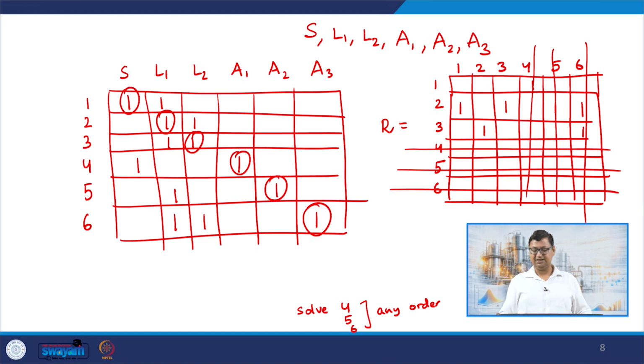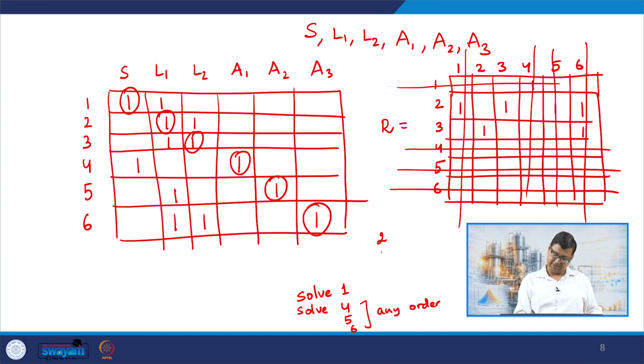And now we can see that in the remaining matrix 1, 2, 3, there are no columns containing all zeros, but the first row contains all zeros. So I can solve that equation just before the 4, 5, 6. I can do it second last. So we can solve 1. And then finally, I am left with 2 and 3, and that is basically the reduced matrix.